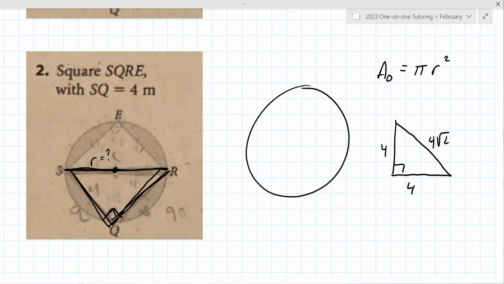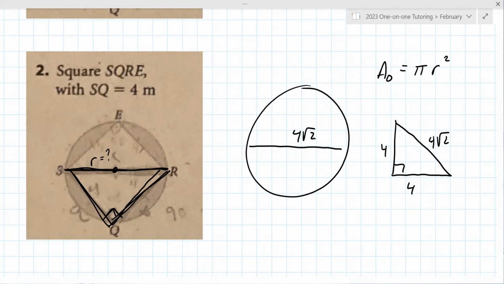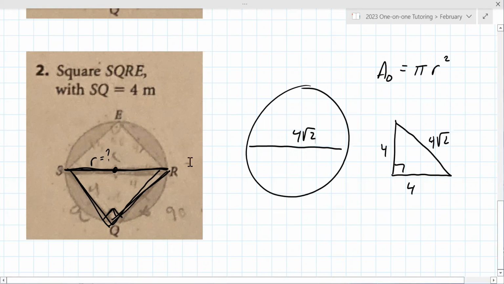Okay, now that's the diameter of the circle. So the diameter of the circle is 4 square root 2, but what do you want? You want the radius. How do you get the radius from the diameter? You'd have to, I guess, make it into the Pythagorean theorem. No. From the diameter. How do you get the radius from the diameter?